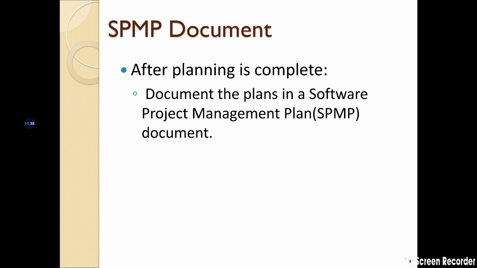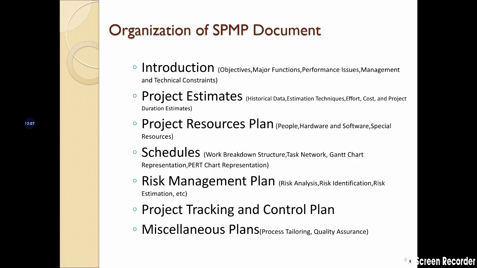Now once the planning is done, the software project manager puts all that plan in a single document, which is a very important document in the software industry, and that document is called the software project management plan document, which is very commonly known as the SPMP document. Okay, so the SPMP document is a document which consists of all the plans that the project manager has to make. And let's look at the structure of it. How does an SPMP document look? What's going to be the structure?